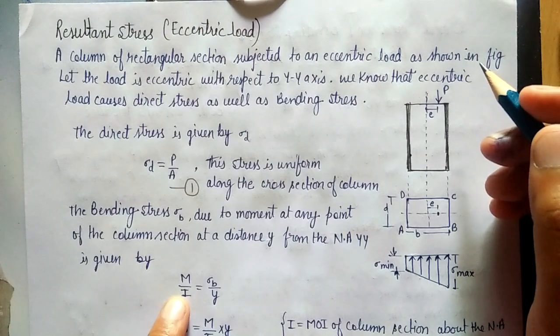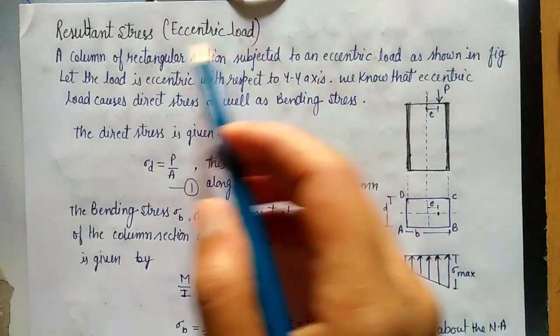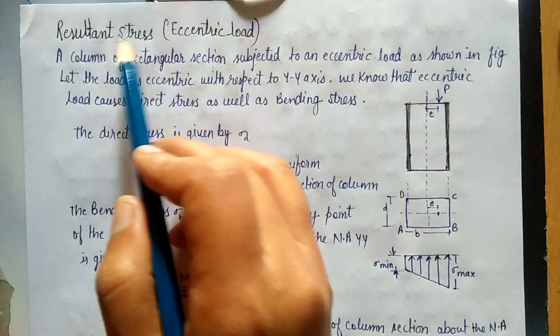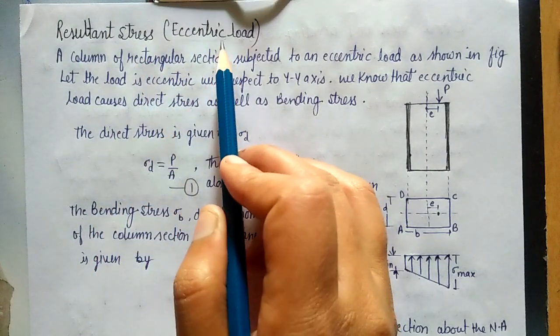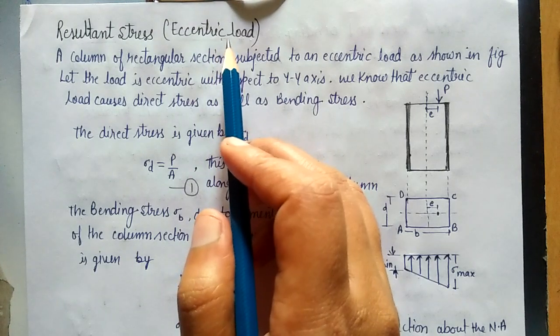Welcome to the lecture of ISM. In this lecture, we are going to discuss what is the resultant stress when an eccentric load is subjected to a structural member or a column.